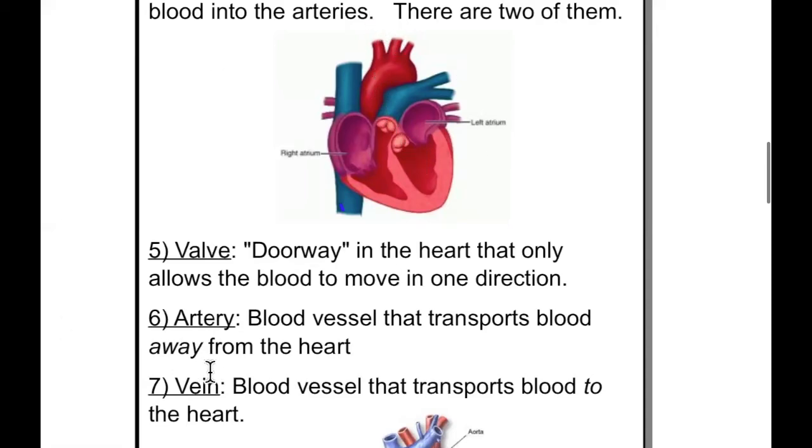A vein is a blood vessel that transports blood to the heart. This is a vein because the blood is going to the heart. This is a vein because the blood's going to the heart. Right here, these are veins going to the heart. And off the side over here are veins. They're going behind and entering over here. So these are veins going into the heart. Veins are into the heart. Arteries are away from the heart.